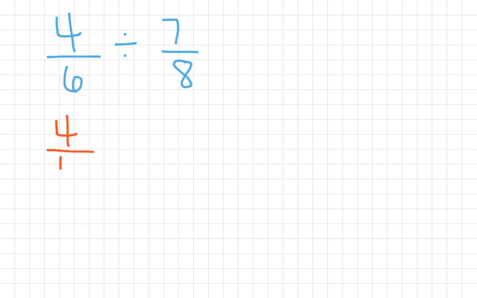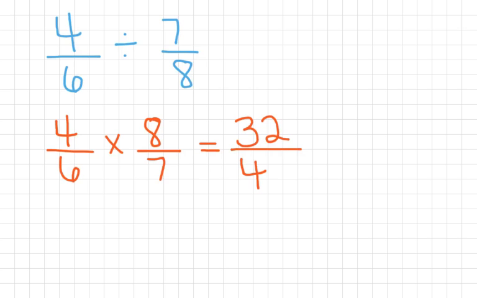Let's do 4/6 divided by 7/8. 4/6 divided by 7/8. All right, so first step again, we leave that first fraction the same. So I'm going to keep my 4/6 here, and then I'm going to multiply by the reciprocal. So I take 7/8 and I change it to 8/7, and then I multiply across. 4 times 8 is 32, over 6 times 7 is 42.